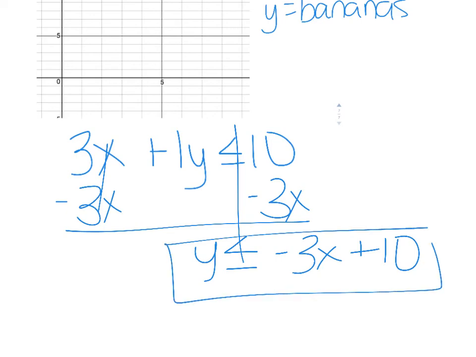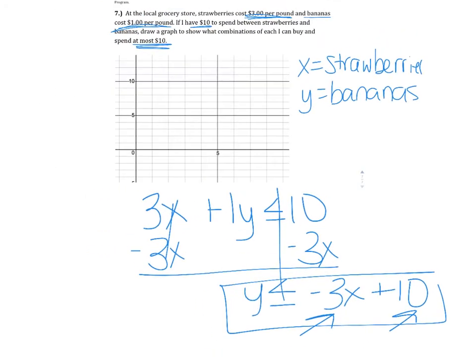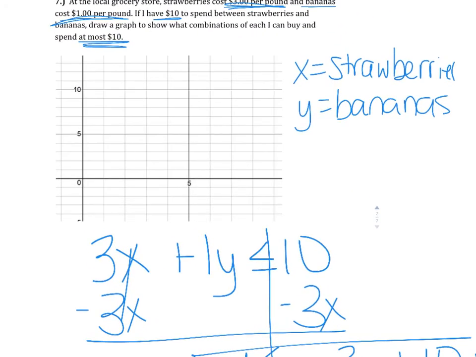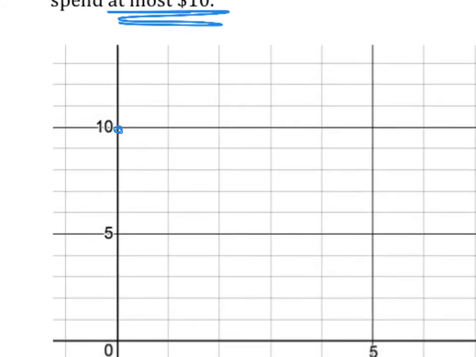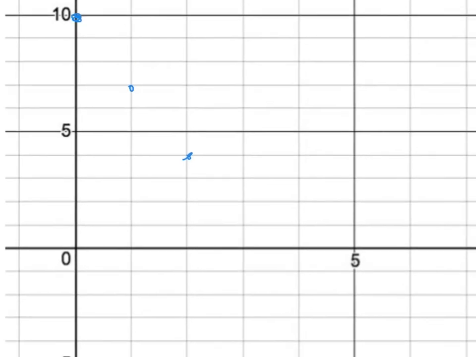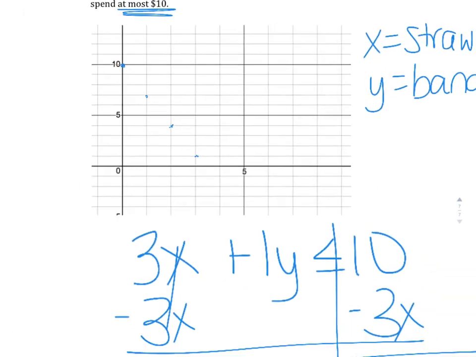So we are going to start at 10. That's the y-intercept. And then we're going to use our slope, which is negative 3, and we're going to go down 3 over 1. So starting at 10, we're going to plot our point. Down 3, 1, 2, 3 over 1. 1, 2, 3 over 1. 1, 2, 3 over 1. So we have a couple points.